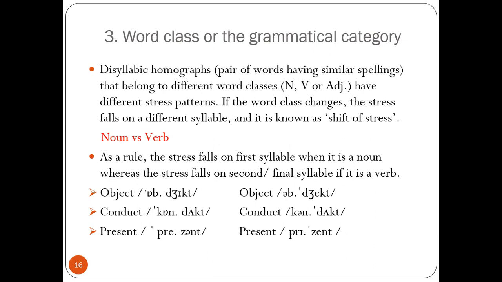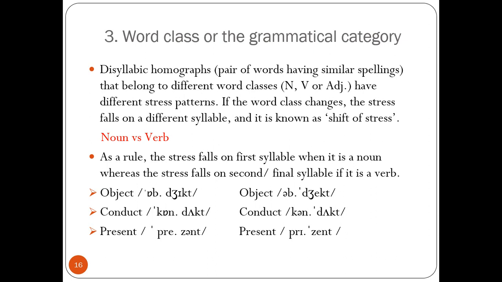object and object. So this is a pair of homographs, and both of them are disyllabic. It means that both of these words have got two syllables, and both of them are the same as far as spellings are concerned, but the pronunciation is different. And why is the pronunciation different? It's because of the stress. And why do we stress one syllable in one word and another syllable in another word? It is because of the word class. Now we'll try to understand this thing.